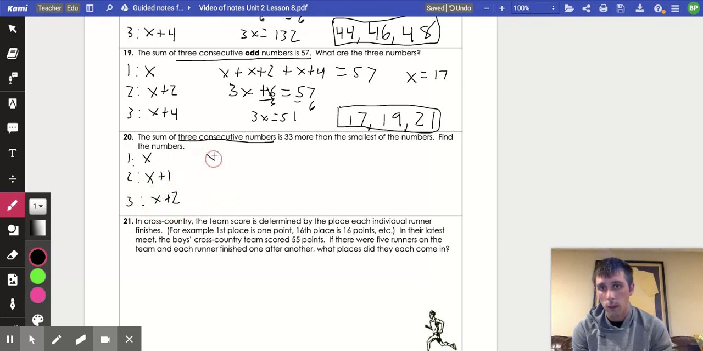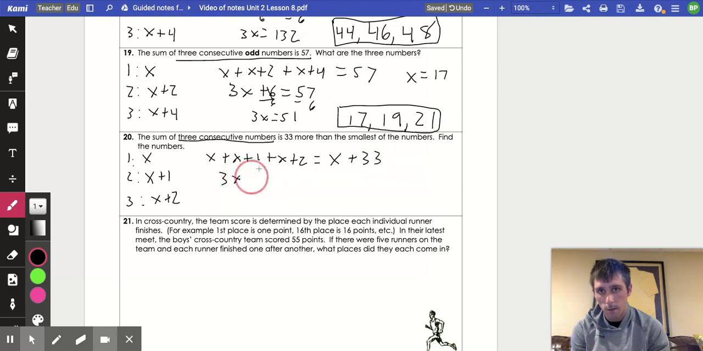So x plus x plus 1 plus x plus 2 equals what? What is 33 more than the smallest? So the smallest is x. And how do you do 33 more? Plus 33. So 1, 2, 3x. 1 and 2 is 3 equals x plus 33. Subtract x.